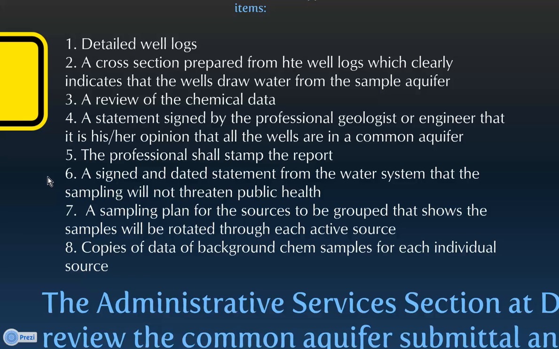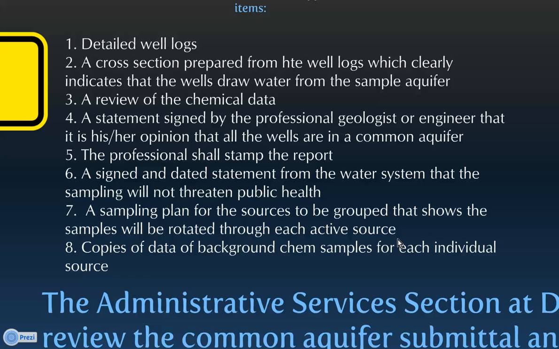So it's not going to hurt anybody to sample from one of the wells and not all of the others in the same sampling period. The second thing is we need a plan for the sampling that's going to take place for all the sources that shows that the samples are going to be rotated through each active source.